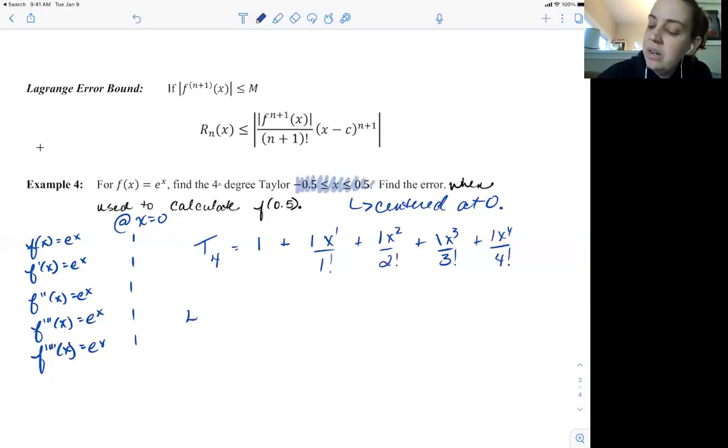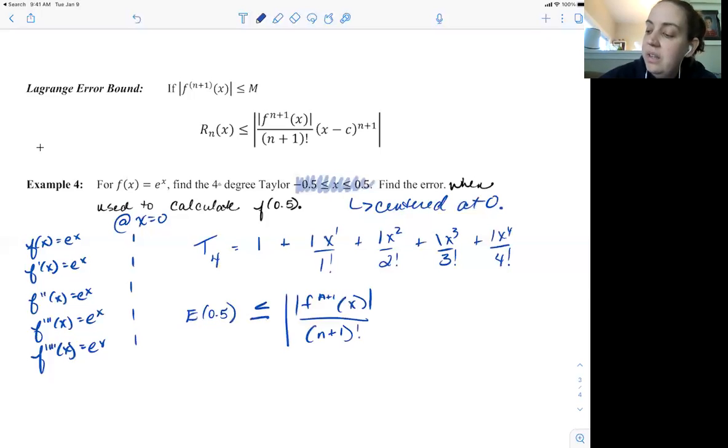So what is the error at 0.5? Well, the error at 0.5 is the actual minus the Taylor polynomial, but I want to know what the error is without actually calculating the original. So you can find the error without calculating the two separately. So this has to be less than or equal to f of n plus 1, the next higher derivative, of x over (n plus 1) factorial times x minus c to the n plus 1.